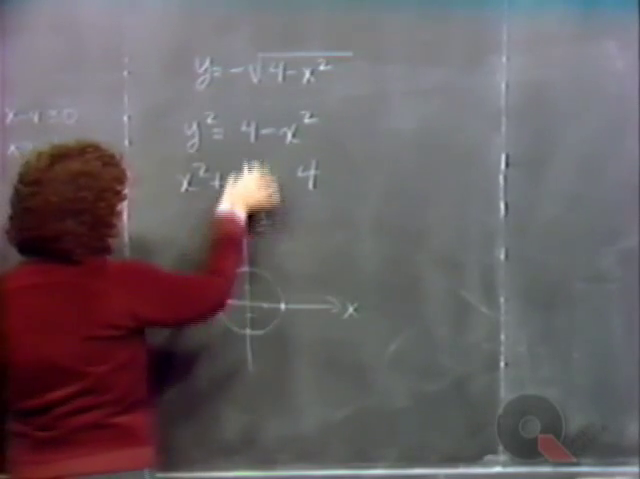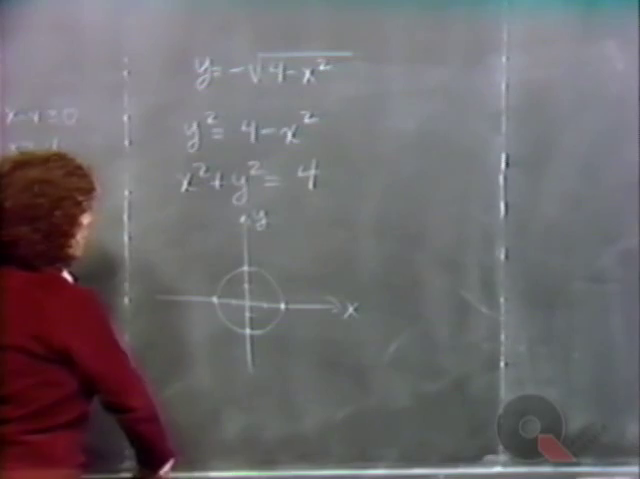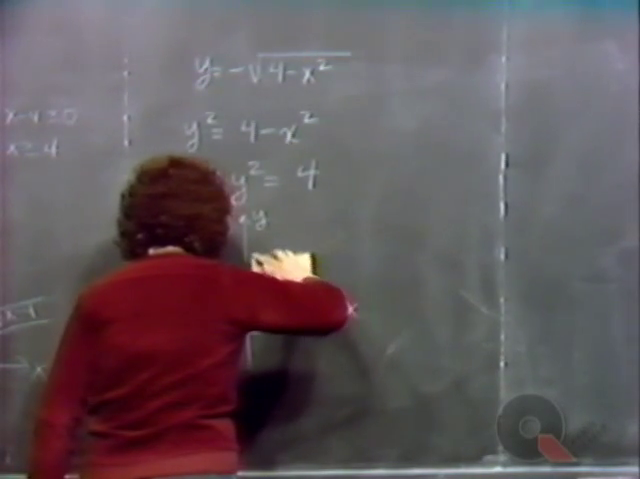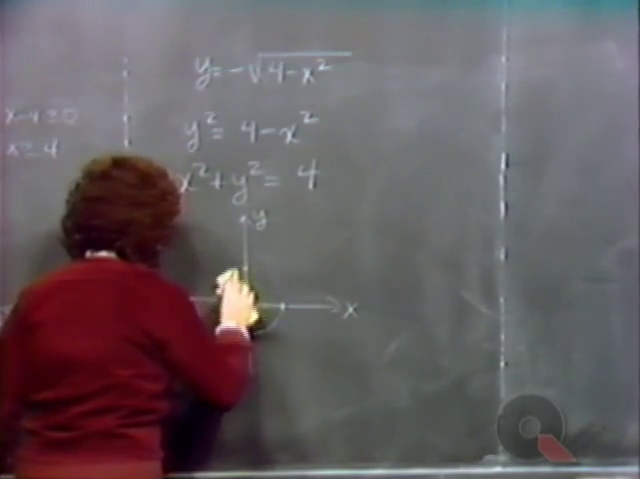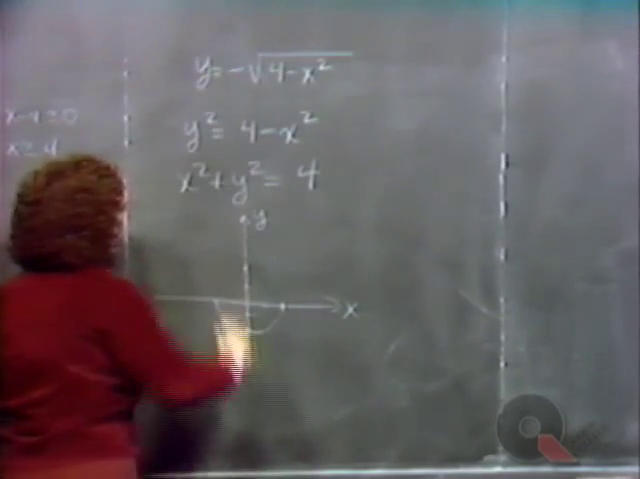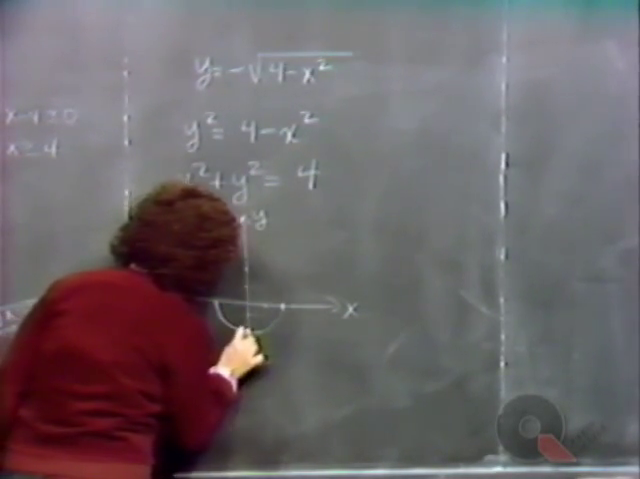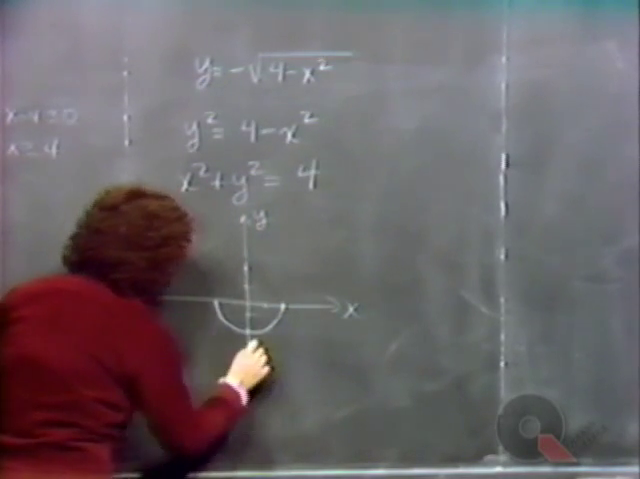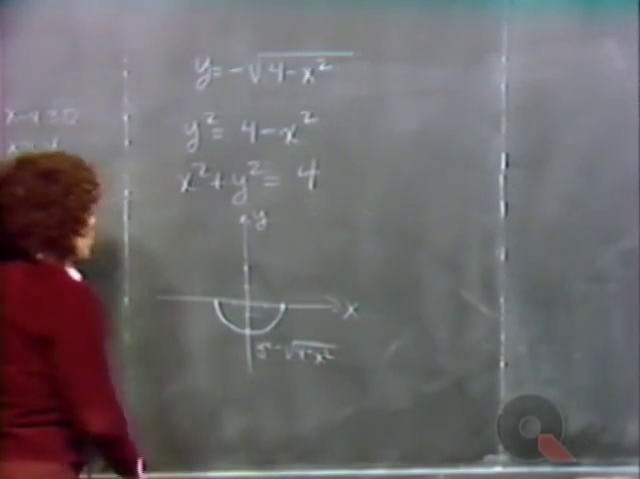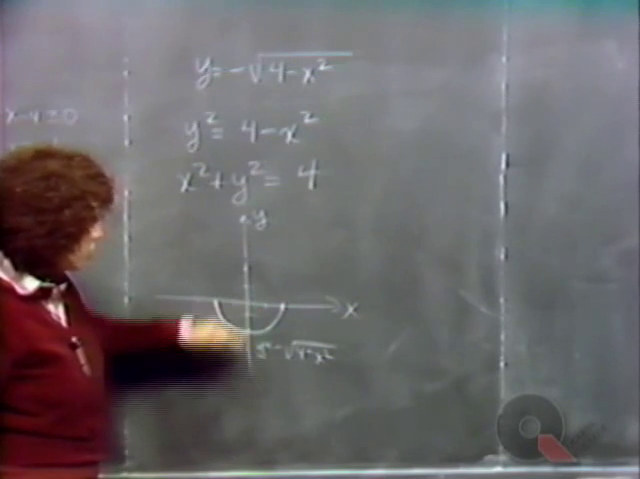Okay, now that's what this is. Now what about what we started with? y is the negative square root. That means the bottom half of that circle only. So after we've gotten the picture, we then say, but y was the negative square root of 4 minus x squared, so it is the bottom half of this circle only. The domain is between minus 2 and 2, the range between minus 2 and 0.